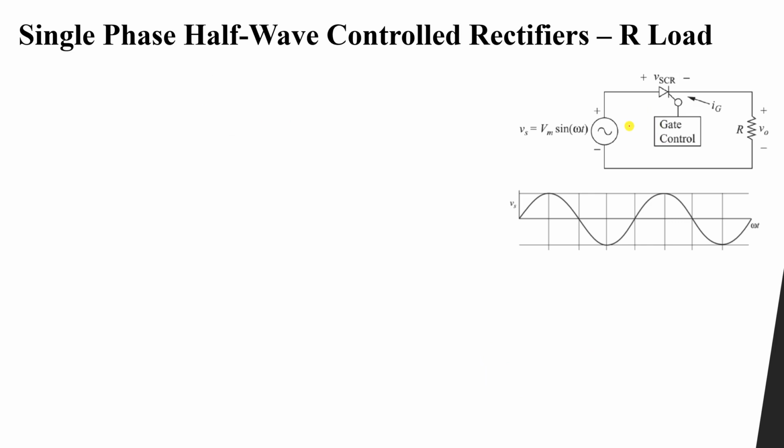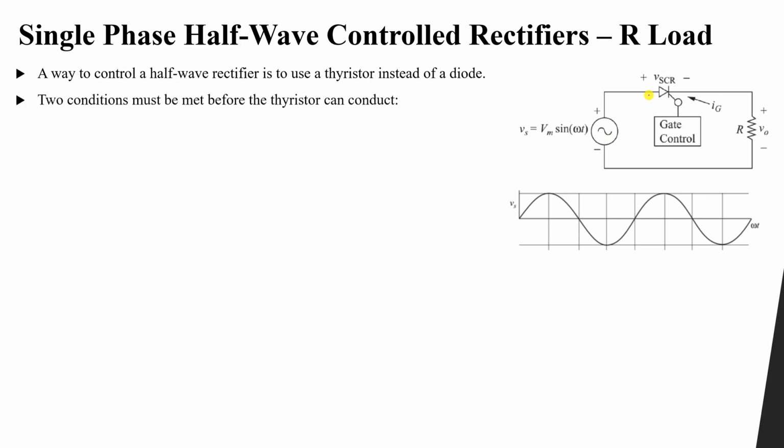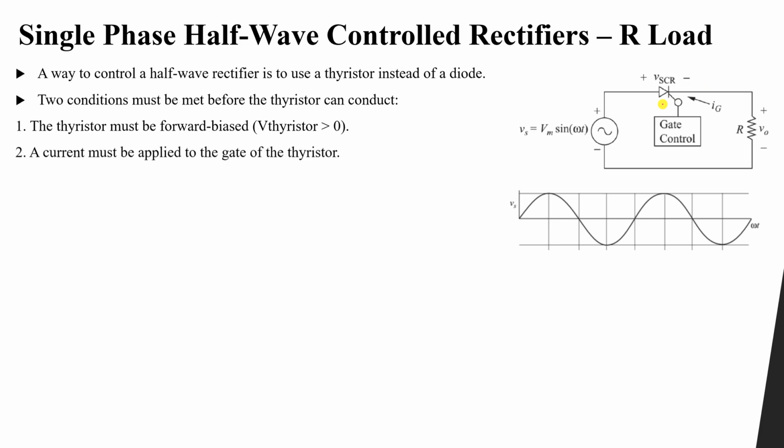So anyway, let's get back to our circuit here. We have our supply, the same AC source. The difference is that this is a way to control the half-wave rectifier circuit: this switch will not convert AC into DC unless we give it a signal. So we use a thyristor instead of a diode, and two conditions must be fulfilled before the thyristor can conduct or provide electrical power. Number one, the thyristor must be forward biased, similar to the diode: the voltage across it, V, must be greater than 0. And the second condition is that the gate current must be applied to the gate of the thyristor so that it will be switched on.